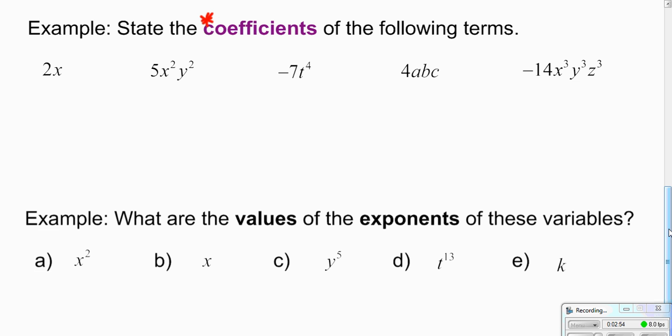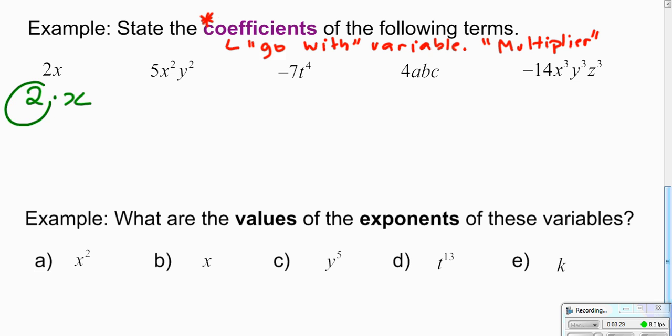And so the coefficients go with a variable. They are also known as a multiplier because they multiply the variable. Okay? And so in the first example, this is like saying 2 times x.